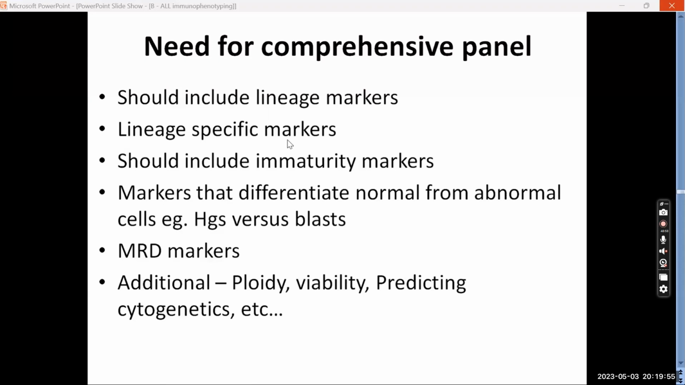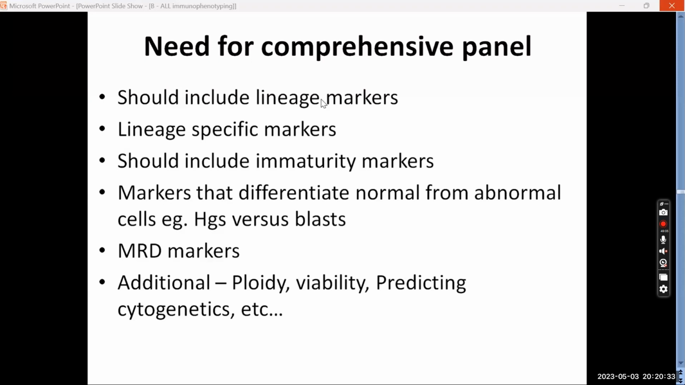Then you should definitely have lineage specific markers. What is the difference between lineage markers and lineage specific markers? Lineage markers are lineage associated markers, commonly expressed in that particular lineage. But lineage specific markers show the commitment of that cell to the lineage. For example, cyto-CD3 is a lineage-specific marker for T cells. You cannot find a B lymphoid blast expressing cyto-CD3. That's not possible. If cyto-CD3 is present, that particular blast has been committed to T.